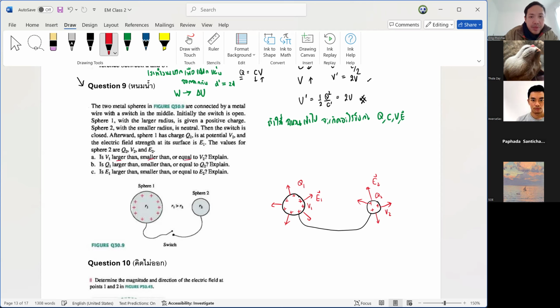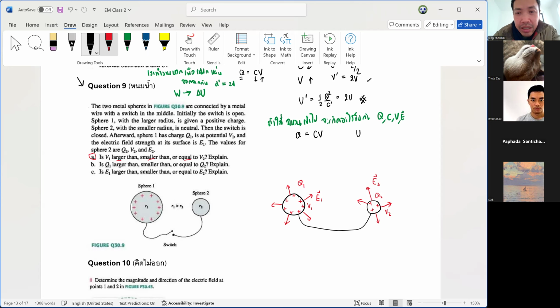Yeah, can you type for part A first? So when you connect them together, what happened? Let's say we have this formula. We have Q equals CV, right? And we have also the energy. We're not going to use the energy. I don't think we need the energy here.